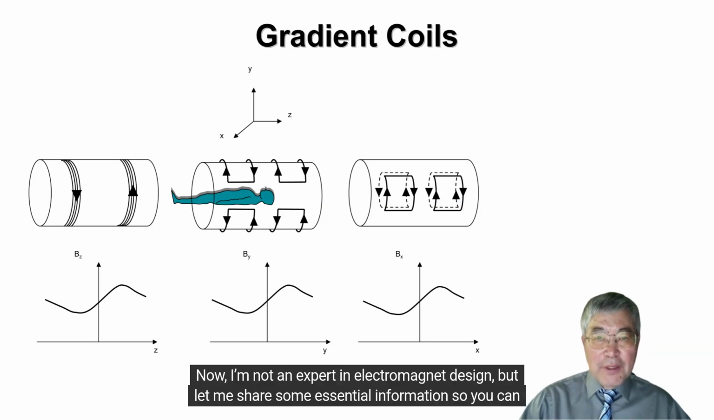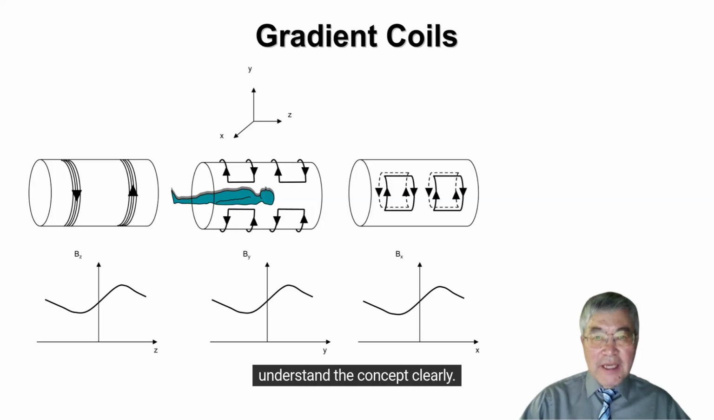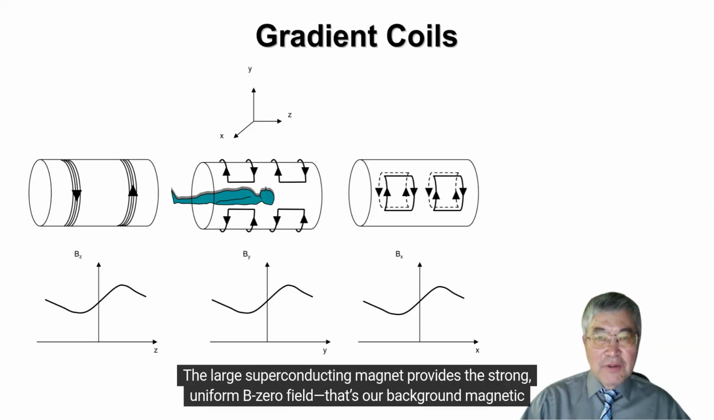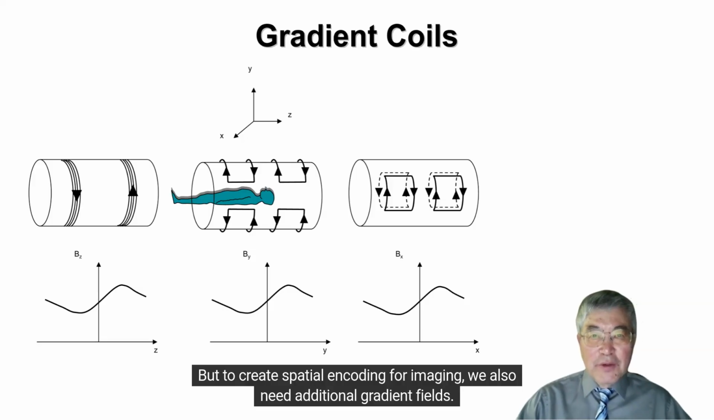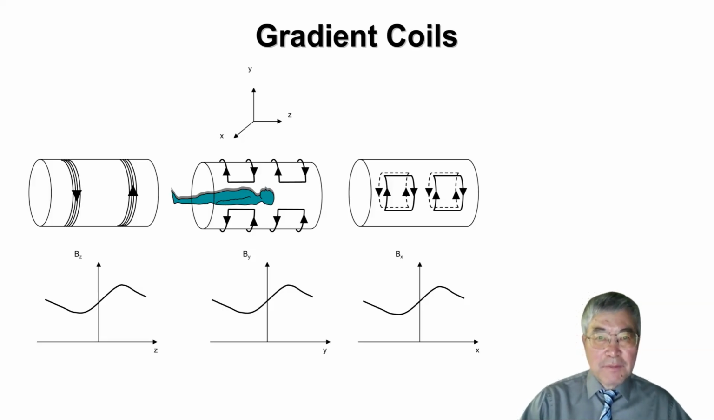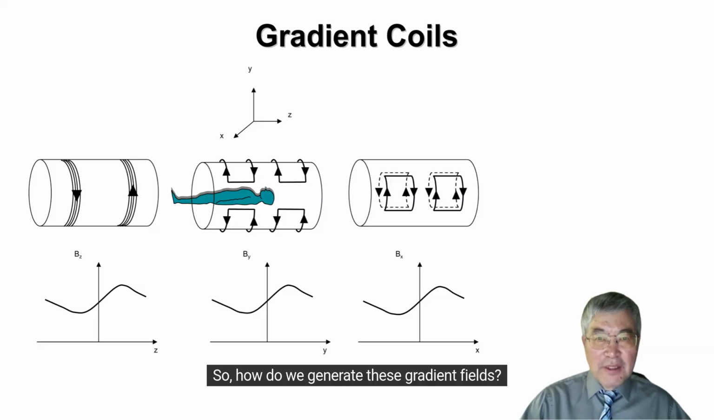Now, I'm not an expert in electromagnet design, but let me share some essential information so you can understand the concept clearly. The large superconducting magnet provides the strong, uniform B0 field. That's our background magnetic field. But to create spatial encoding for imaging, we also need additional gradient fields. So how do we generate these gradient fields?